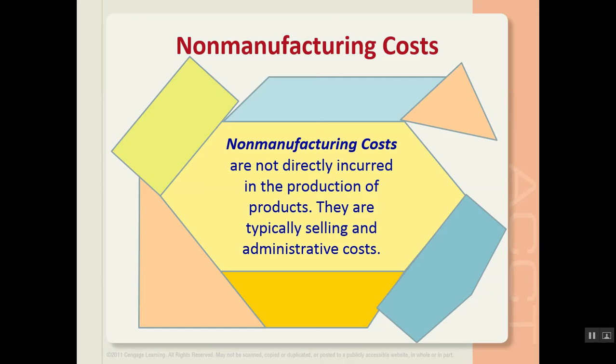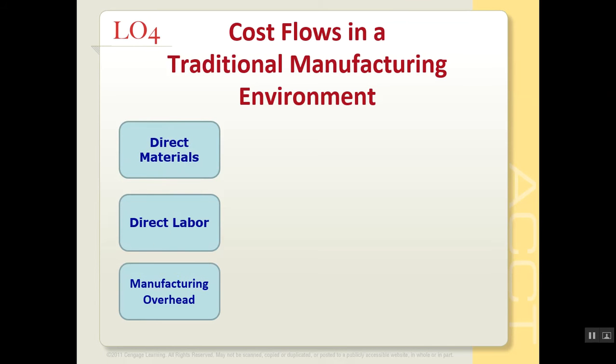Again, non-manufacturing costs are not directly incurred by the production of the process. They're also called period costs, and they're immediately expensed on the income statement. Let's look at the cash flows of a traditional manufacturing environment.